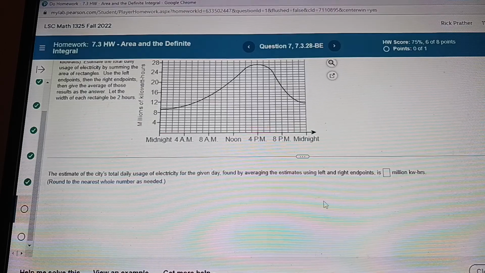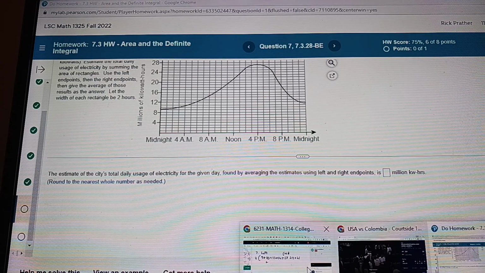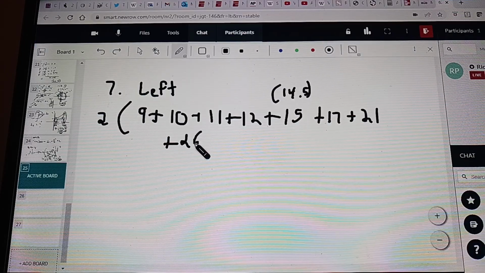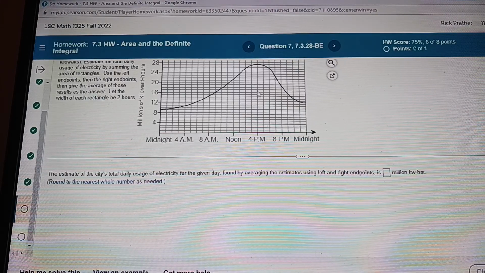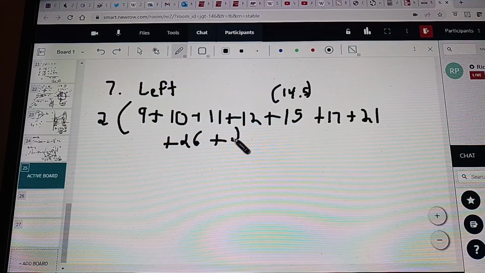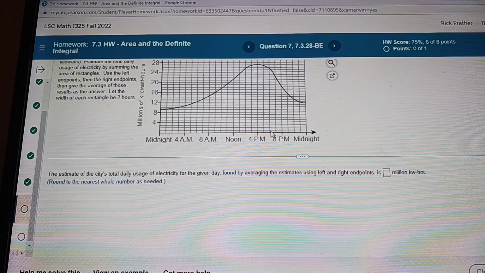2 p.m. That one looks like it's almost to this point, which would be 26. 4 p.m. That's exactly 27. 6 p.m. Maybe 26.